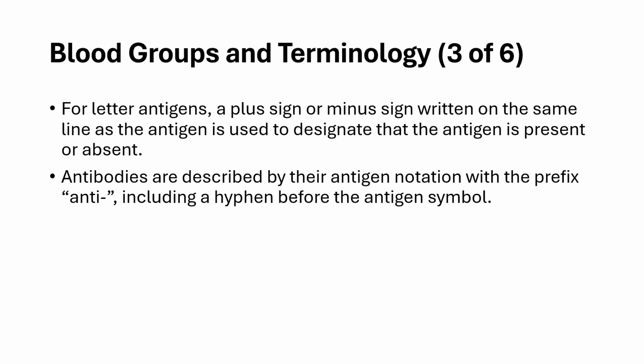So a plus sign or a minus sign next to an antigen indicates whether the antigen is present or absent on the red blood cell. Antibodies are named by adding the prefix anti to the antigen name with a hyphen before the antigen symbol. So for example, antigen D is anti-D and antigen K is anti-K.